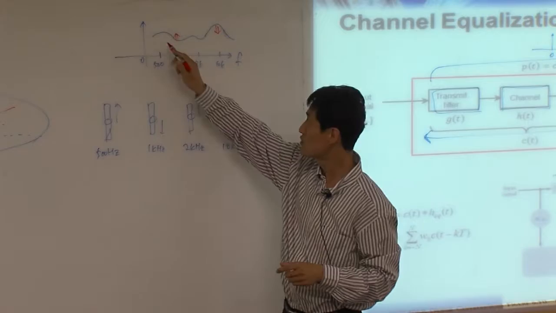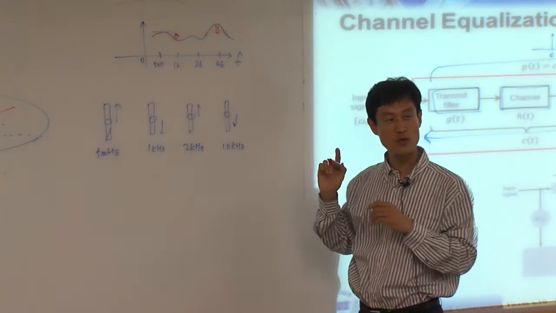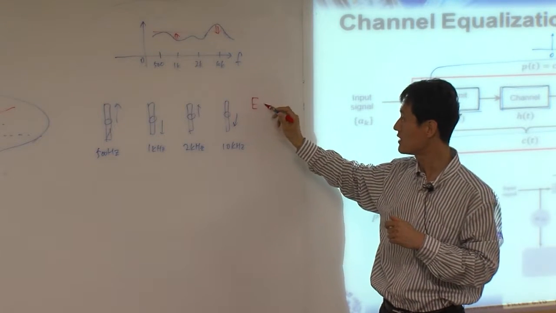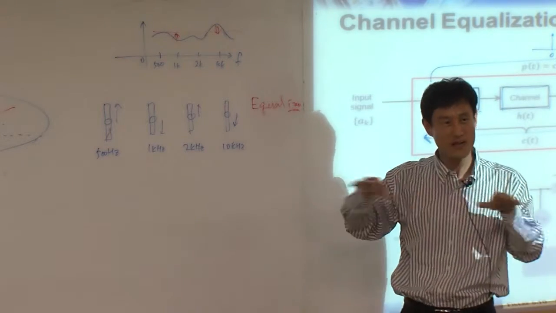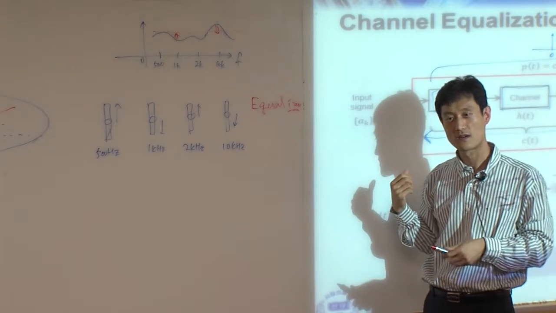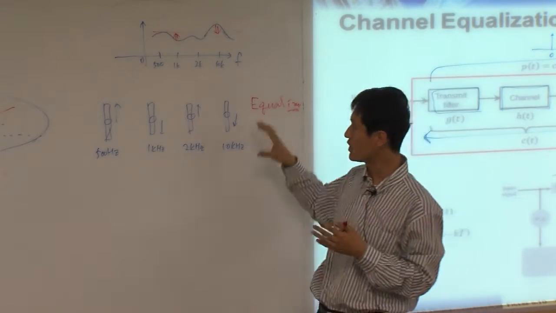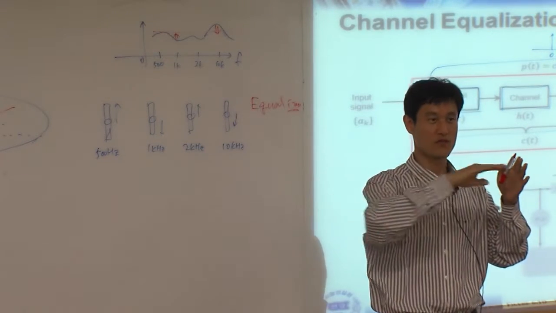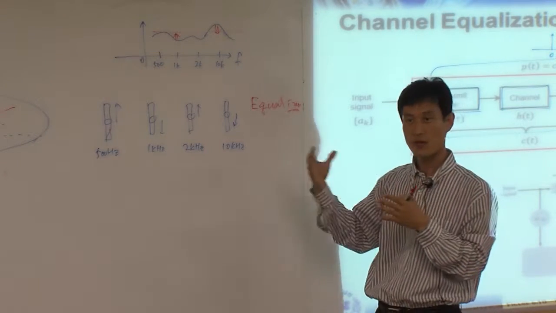So what you're trying to do is make it equal. That is why we call this an equalizer. This is why we call it an equalizer. From the frequency domain point of view, the output of the equalizer is that we want to make it an equal, flat frequency response. That's an equalizer.